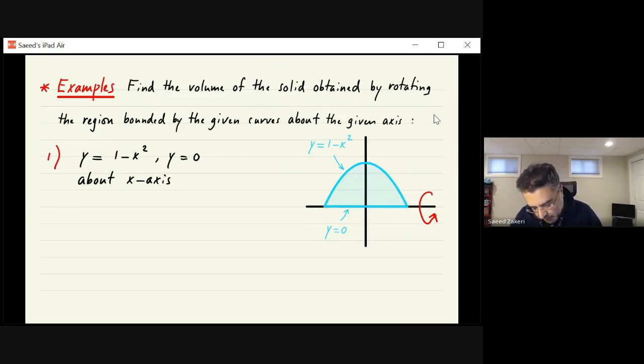Well, all I have to do is to apply the formula. Integral from a to b of f of x, which is this, squared, and then I multiply my answer by pi. The only thing is that I have to figure out the bounds of the integral, my a and b. And for that, I have to find the intersection point of these two. In other words, I have to figure out where this function has 0. But that's a simple thing. Set 1 minus x squared equal to 0.